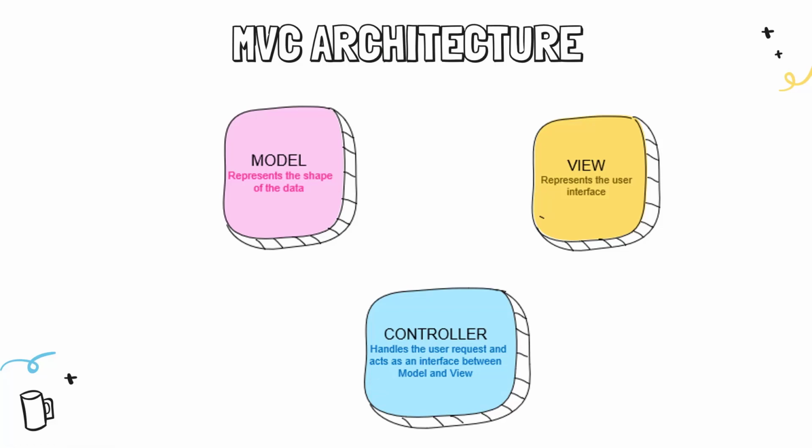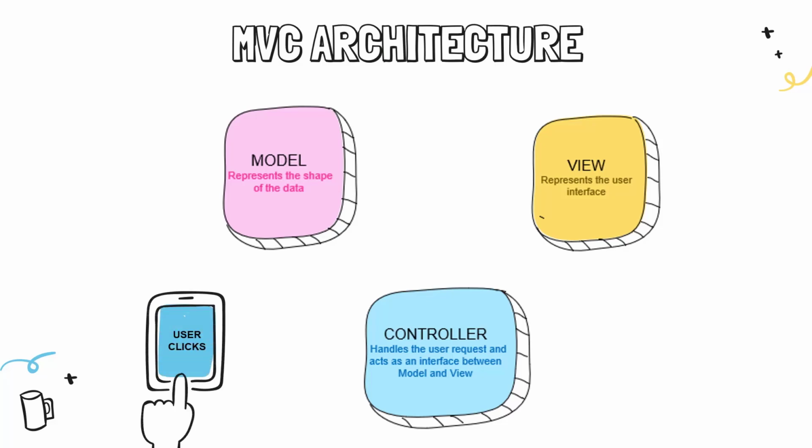The controller acts as an interface between model and view to process all the business logic and incoming requests. It manipulates the data using the model and interacts with the view to render the final output. This is just a brief overview of how model, views, and controller work.